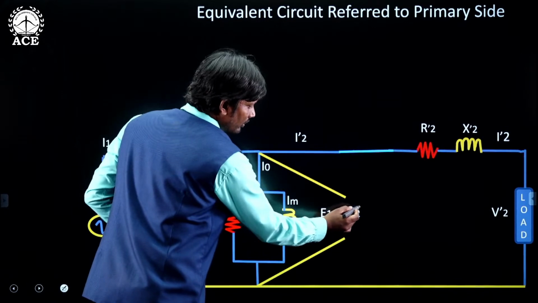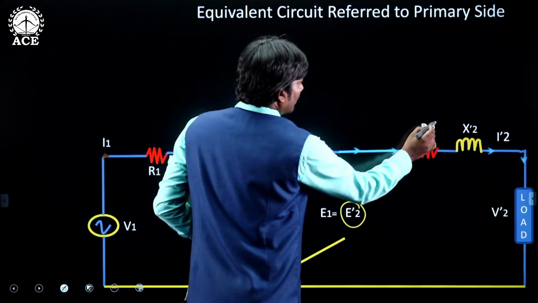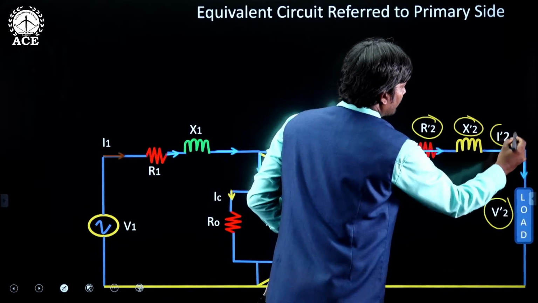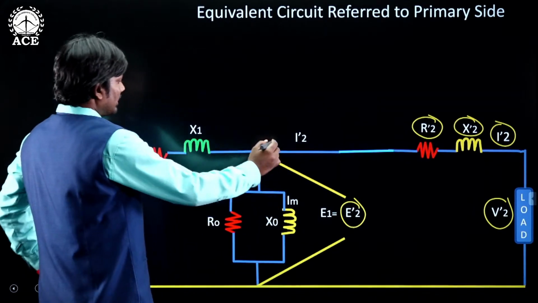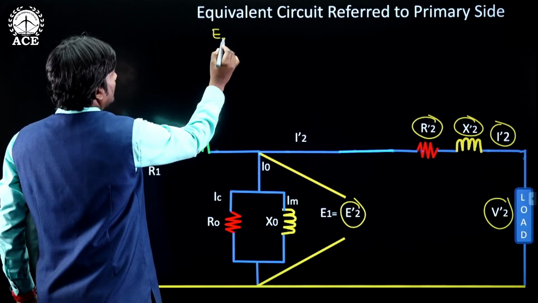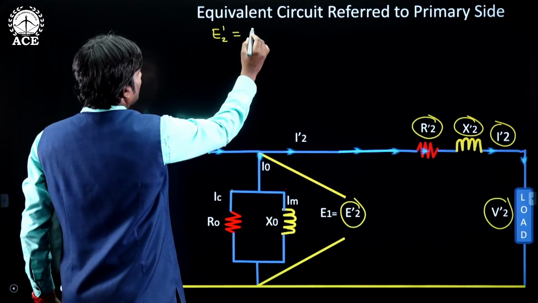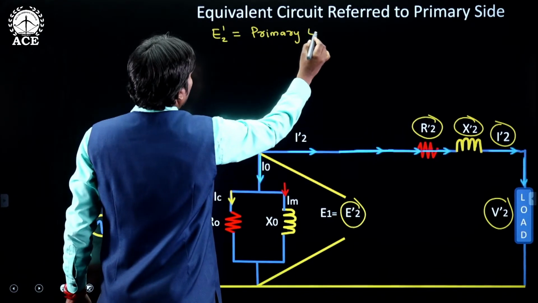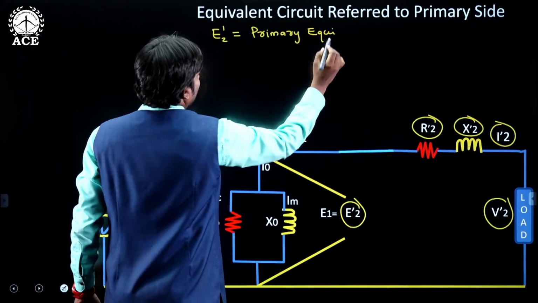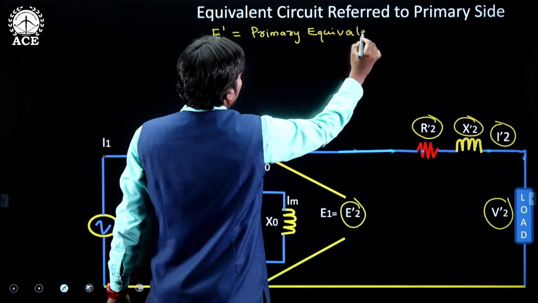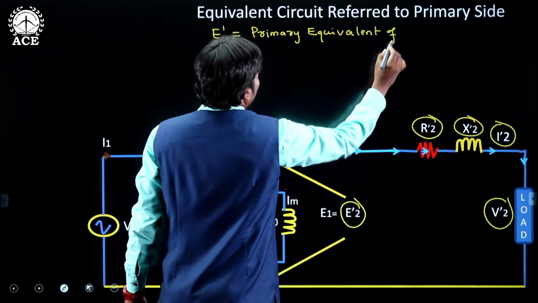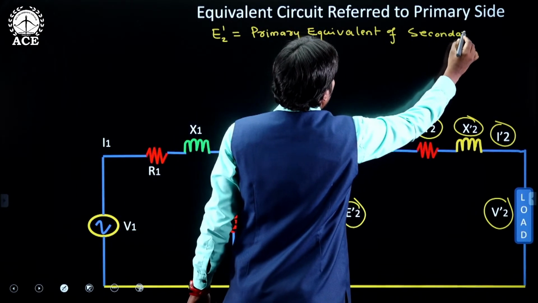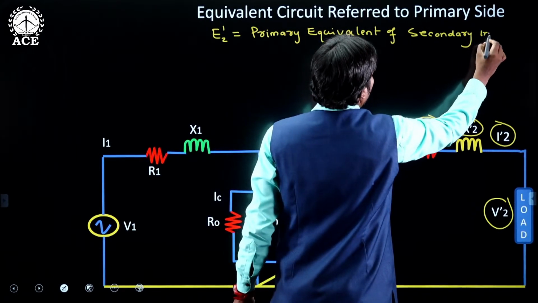So these are the new values: E2 dash, R2 dash, X2 dash, V2 dash and I2 dash. Now what is E2 dash? This E2 dash is primary equivalent of secondary induced EMF.